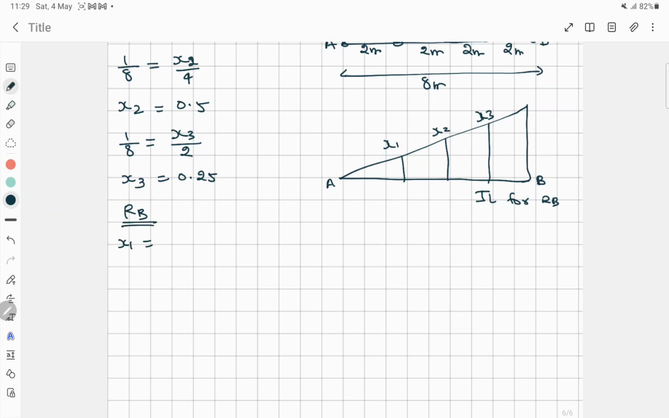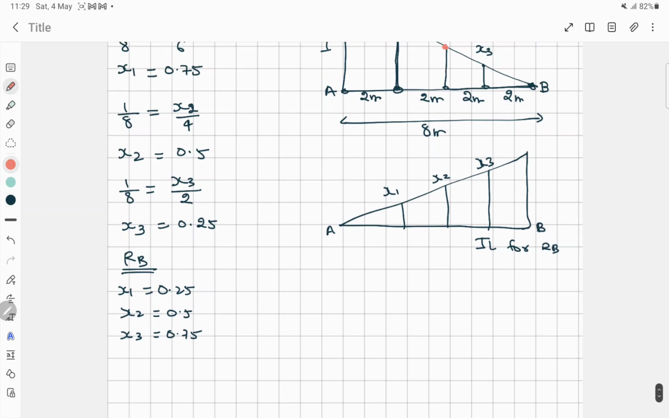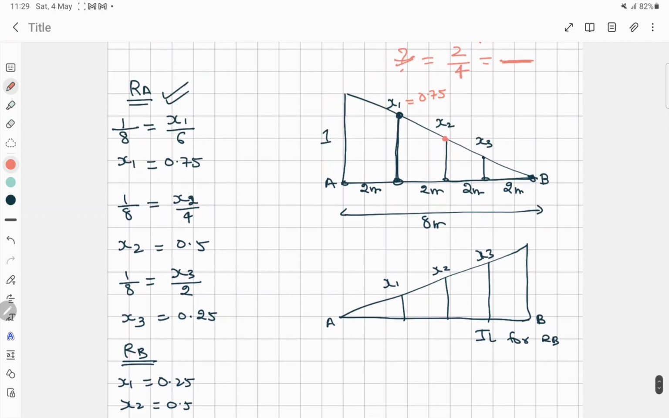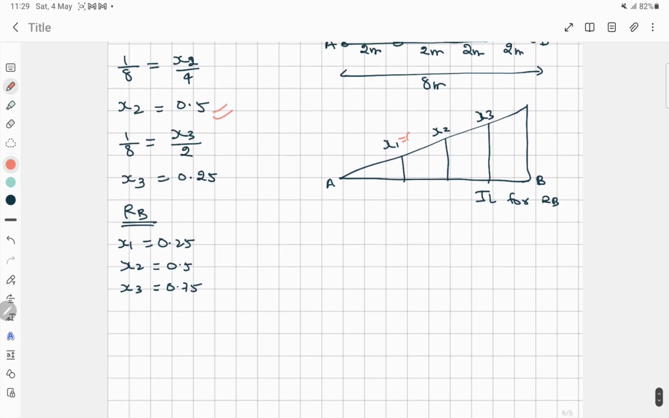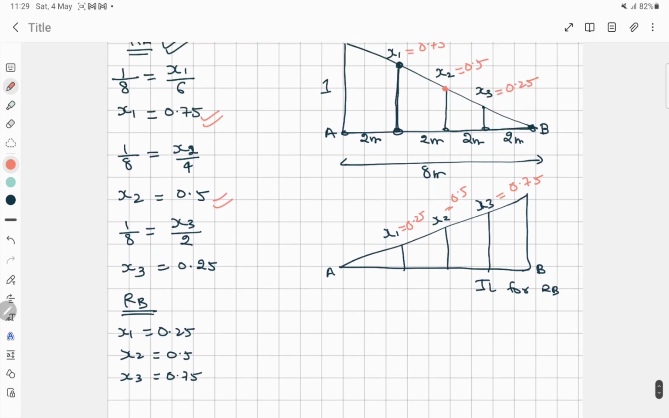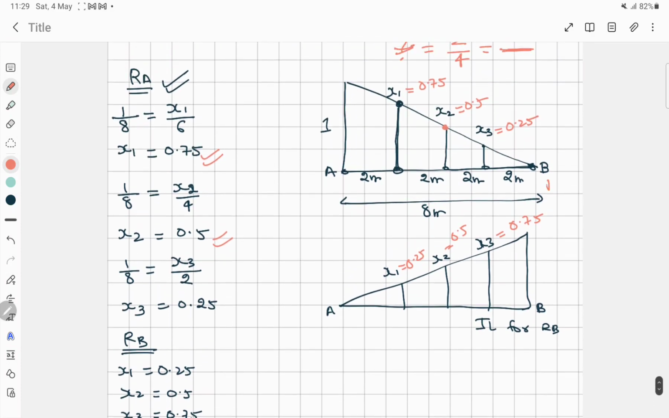Okay, the x1 value will be 0.25, x2 value will be 0.5 and x3 value will be 0.75. So I'll write down here, for RA the value of x1 was 0.75, x2 value is 0.5 and x3 value is 0.25. Now for RB the x1 value is 0.25, x2 is 0.5 and x3 is 0.75.